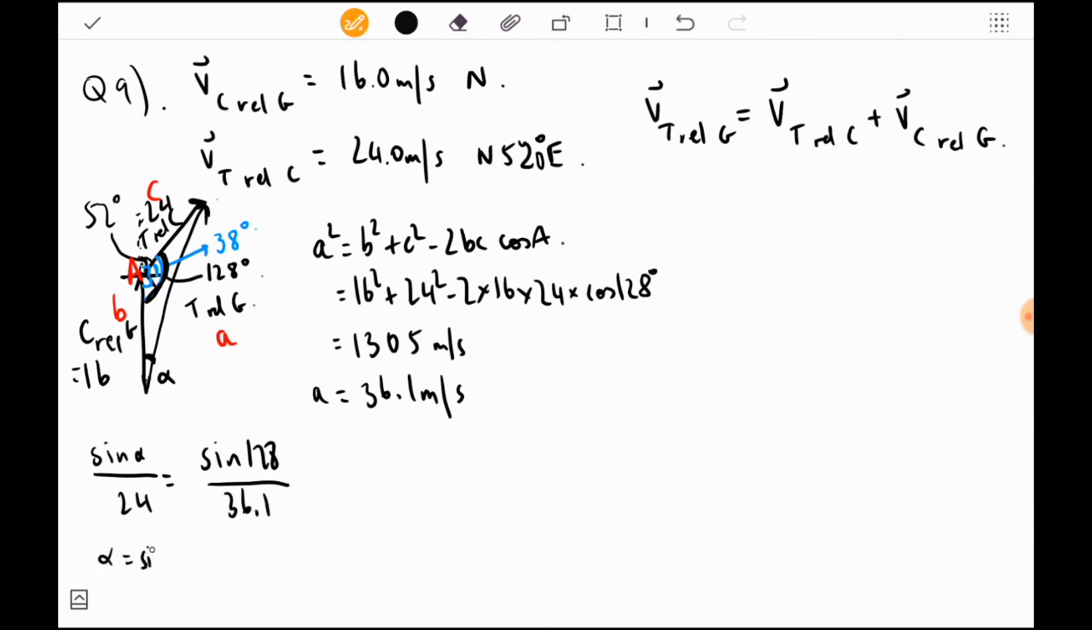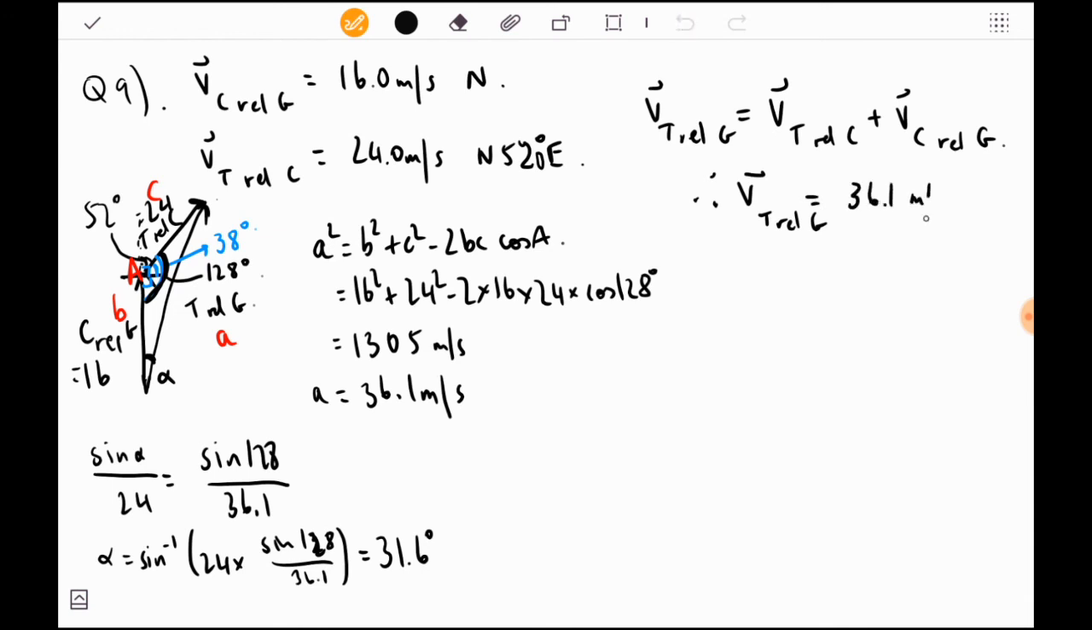So alpha is equal to the inverse sine of all of this. If we just do some quick algebra that you can check for yourselves, we get the inverse sine of 128 over 36.1, and that is equal to 31.6 degrees, which I think is quite satisfying. So this means that the velocity of the train relative to the ground is equal to 36.1 meters per second north, 31.6 degrees east.